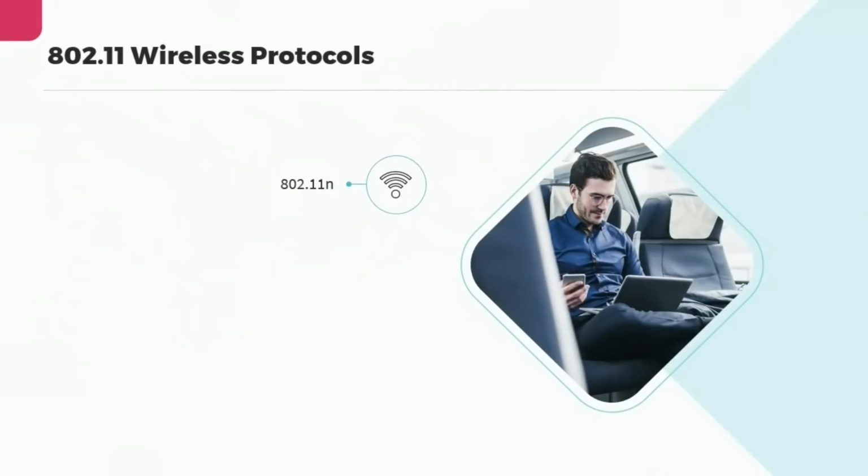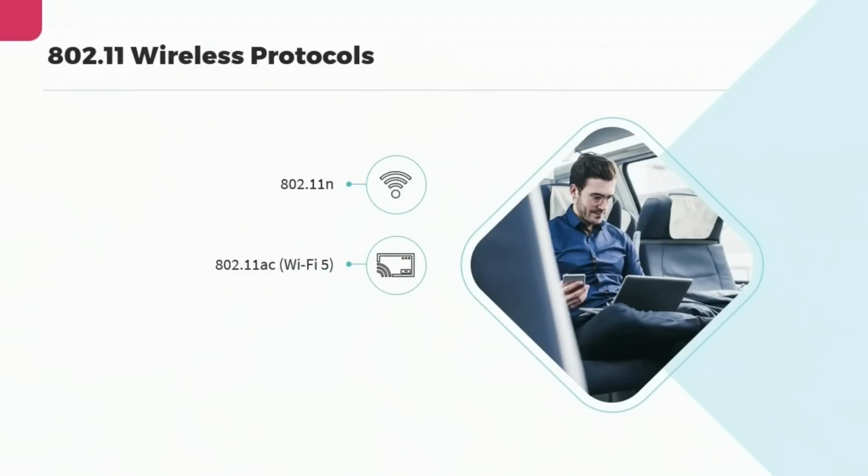802.11n introduced the use of multiple antennas to increase data rates up to 600 megabits per second, and due to the growing use of the 5 gigahertz band, but with consideration for backward compatibility, it introduced the ability to transmit using either the 2.4 or the 5 gigahertz band, but it could only use one or the other.